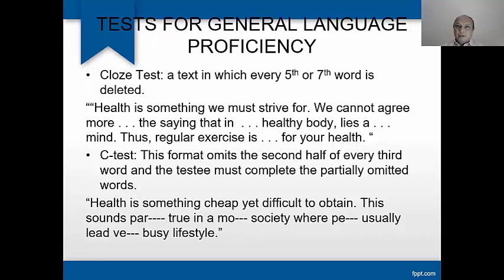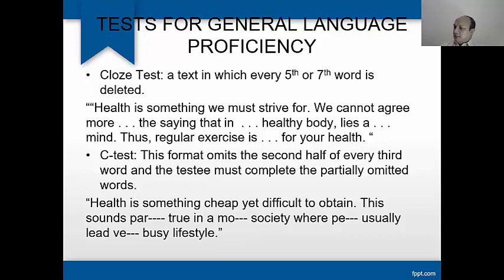So let's see if we can do this together. Health is something cheap yet difficult to obtain. This sounds particularly true in a modern society where people usually lead very busy lifestyles. Again, if your English proficiency is good, then you can usually recover the correct words. That's the C-test. You can consider using this when you want to measure people's English language proficiency. It's easy to use, easy to create, and easier to score.